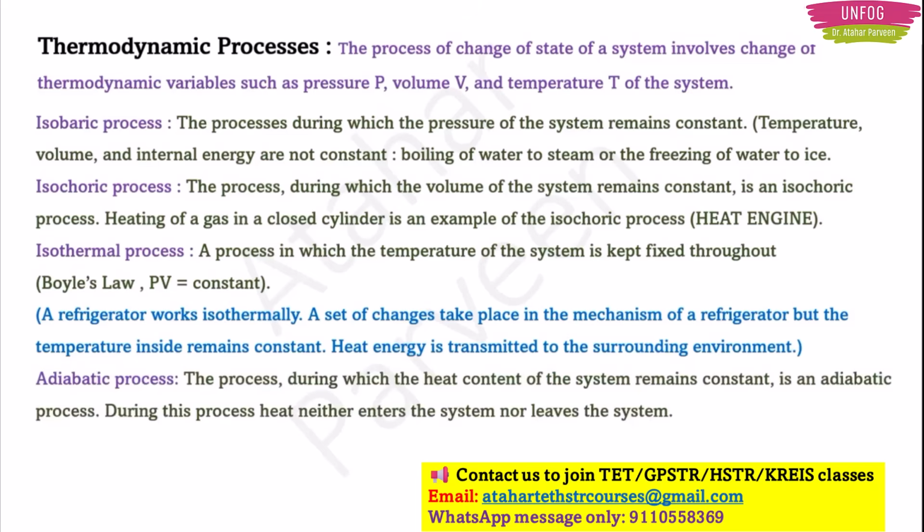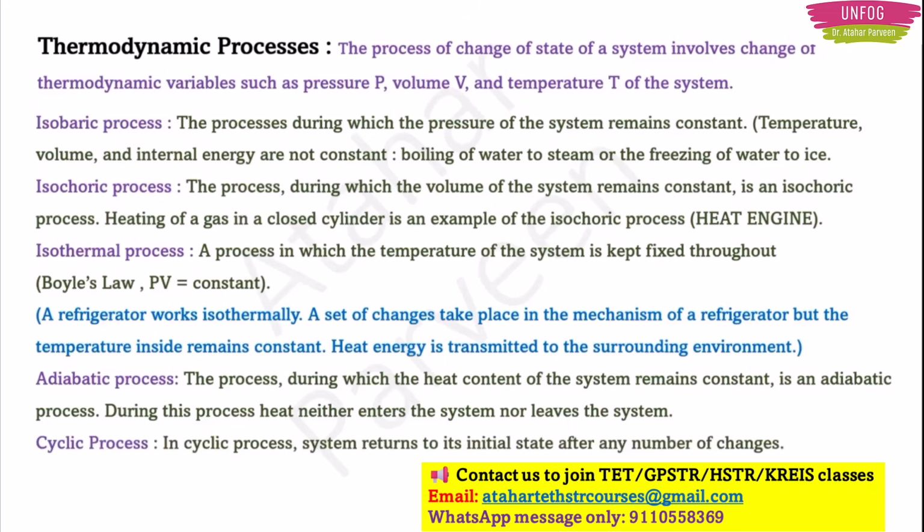Next is the adiabatic process. In adiabatic process, the heat content of the system will remain constant. Remember, in isothermal process, thermal means temperature; in adiabatic, heat. In isothermal, temperature was constant. In adiabatic, heat will be constant. During this process, heat will neither enter the system nor leave the system.